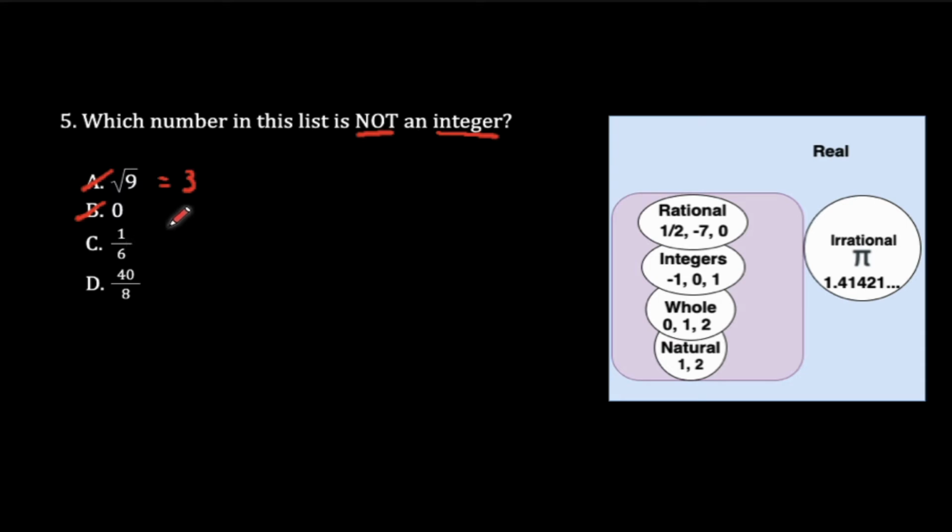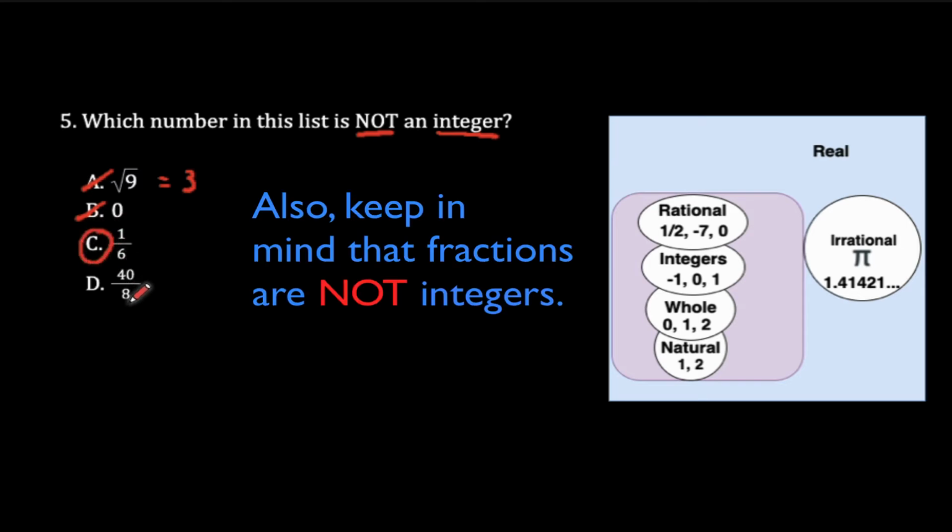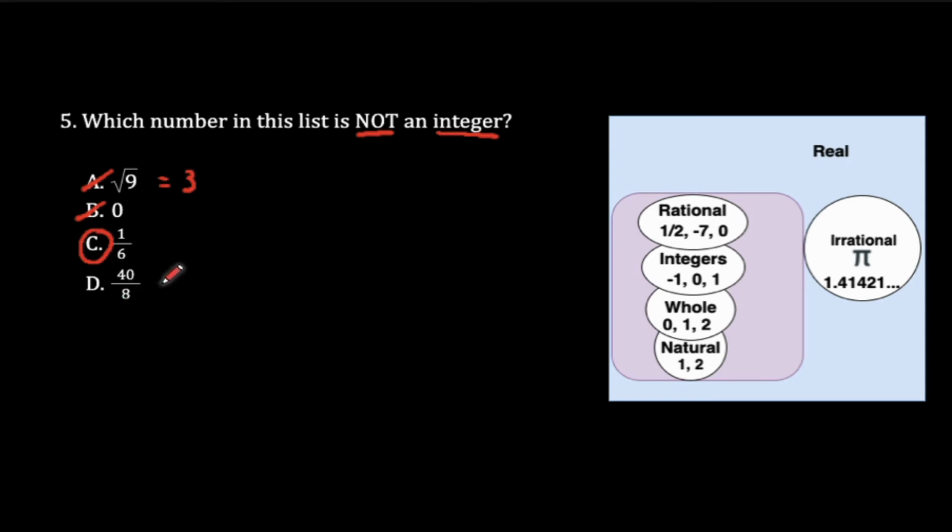What about 1/6? We see here that the numerator is less than the denominator. That means when you divide, you're going to get some kind of decimal answer, so it's less than 1. So this is the correct answer choice. However, for peace of mind, let's take a look at answer choice D. We have 40 over 8, and we can simplify this, that's simply 40 divided by 8, which is 5. And 5 is considered an integer. So that means C is the answer choice here.